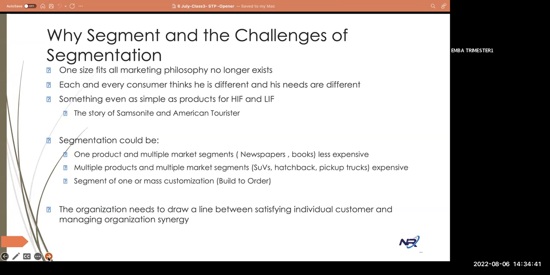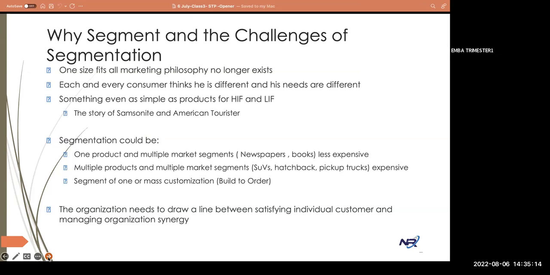Something that I didn't know. They are positioned in such a way that Samsonite is for the higher income family, whereas American Tourister is for the lower income segment. So they don't want to dilute their products. So you have the story of Samsonite and American Tourister. It just makes you believe that they're two very different products, but they are actually the same company, just positioning them differently.